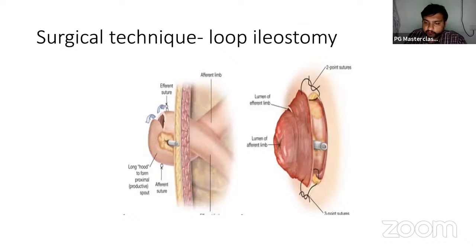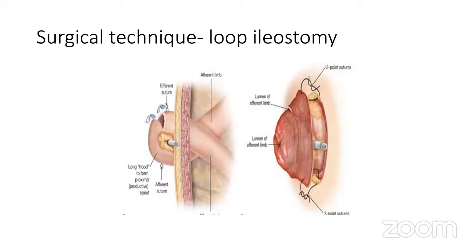In 2-point sutures, approximately 6 in number, pertaining to how much adequacy of pouting is required. Once it has pouted, the afferent limb comes out to approximately 2 to 3 centimeters from the skin edge, and the efferent approximately 1 centimeter from the skin edge. Also see, pouting in a temporary ileostomy is not required.